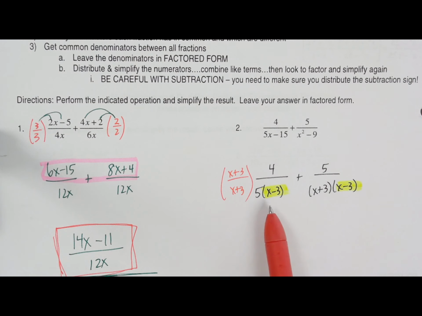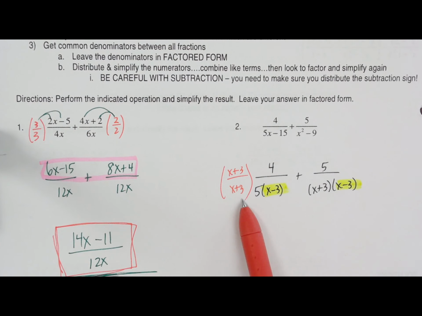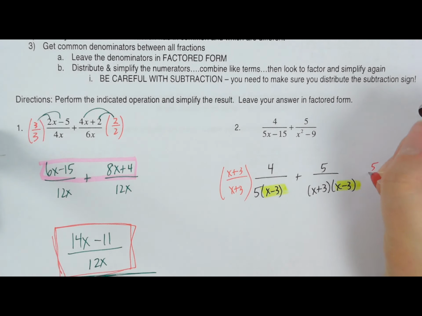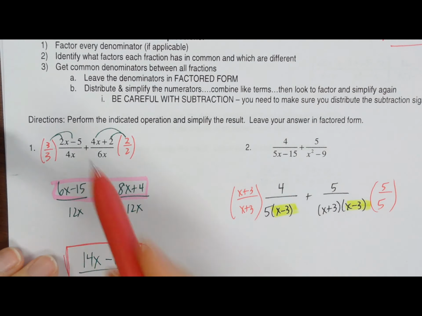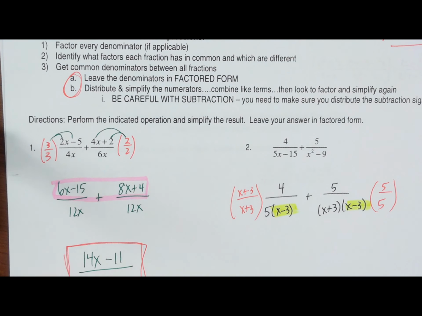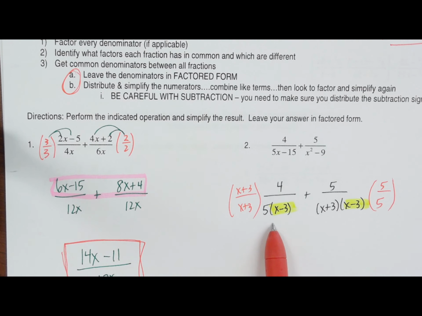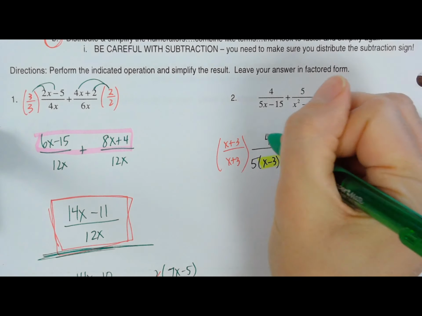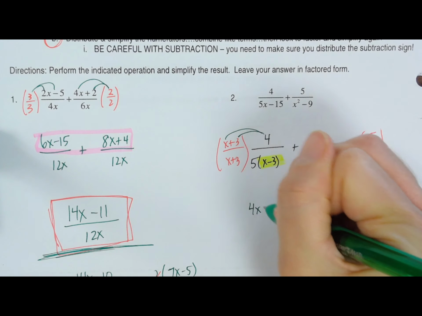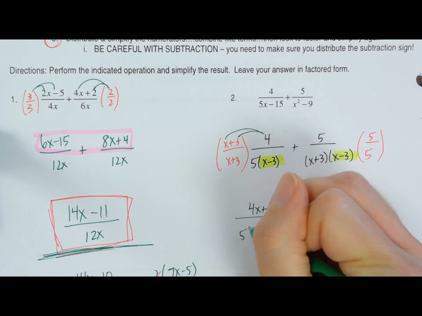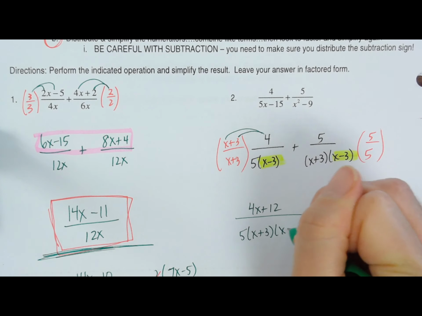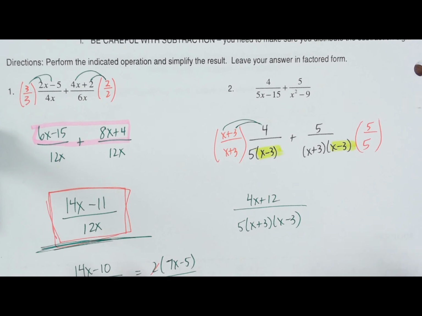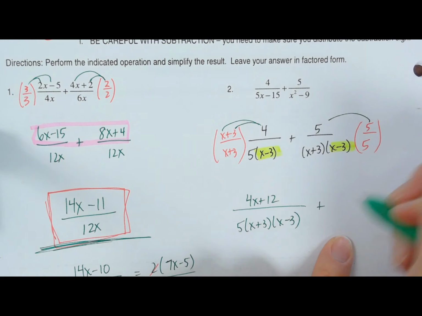Okay. What is this one missing that the other one has? A 5. Now, here's where it's going to get a little weird. When you put these together, and this is what number 3a and b is saying, we're actually going to not multiply out the denominator, but you are going to distribute up top. So you're going to go ahead and distribute this 4 to get 4x plus 12, but don't remultiply out the denominator. Distribute on the top, but not the bottom.